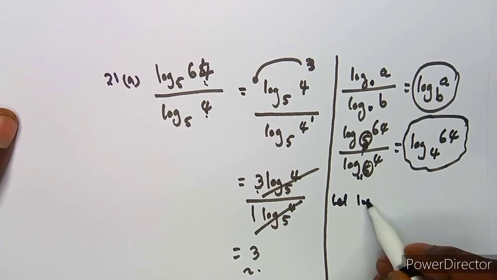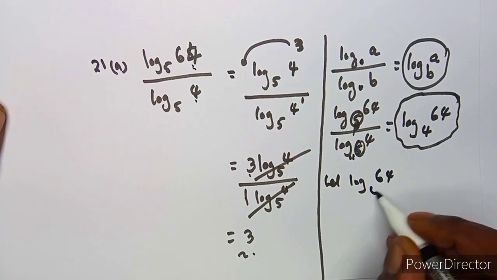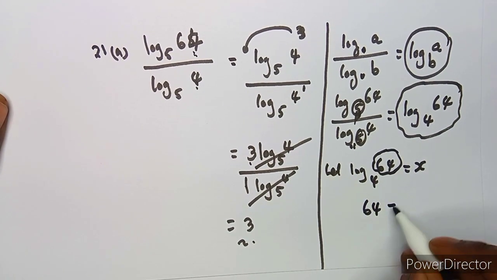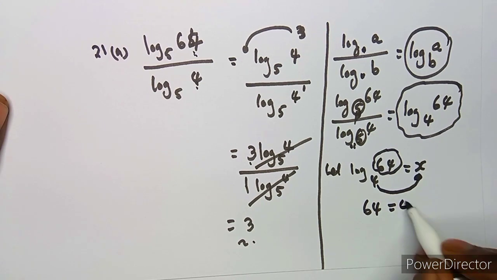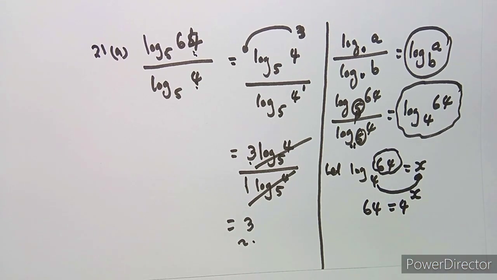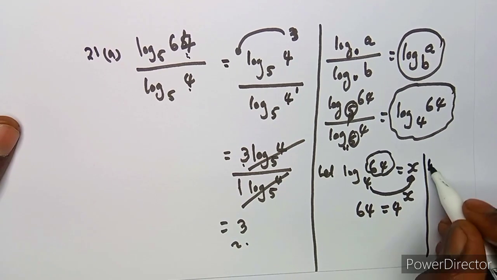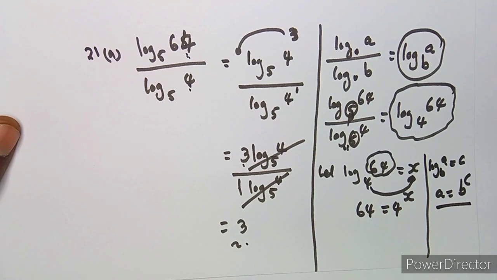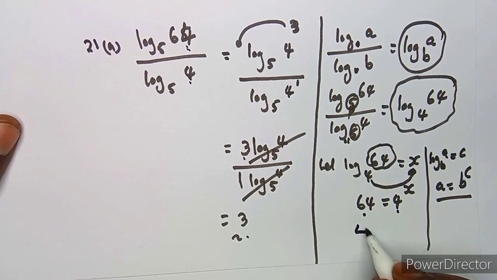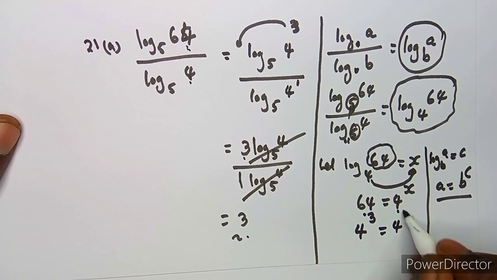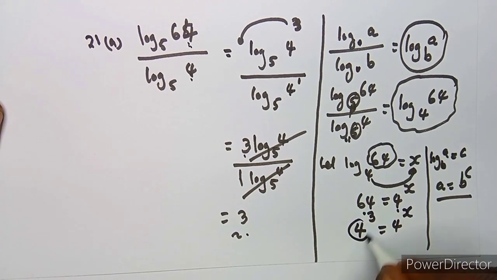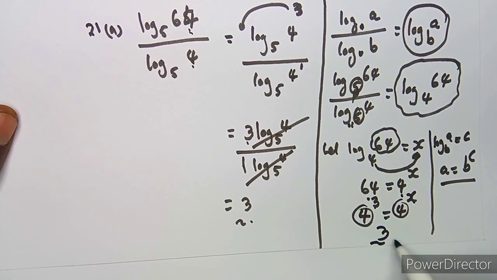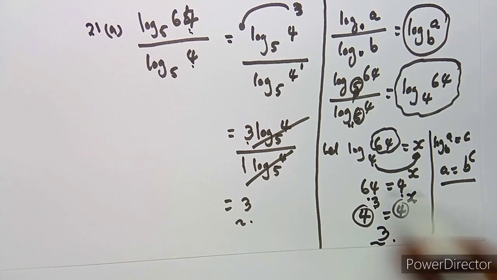So once I have something like this, I'm now back to those logarithms that I'm used to, where I can say let log 64 in base 4 be equal to x. So this one is your 64, which is equal to the base to the exponent of x, from log form to index form. Remember, guys, if you are given log a base b is equal to c, a is equal to b to the exponent of c, so the bases must be the same here. 4 to the exponent of 3 is equal to 4 to the exponent of x, so the bases are the same, 4, so x is equal to 3. So this whole logarithm is going to give us 3, just like what we had.